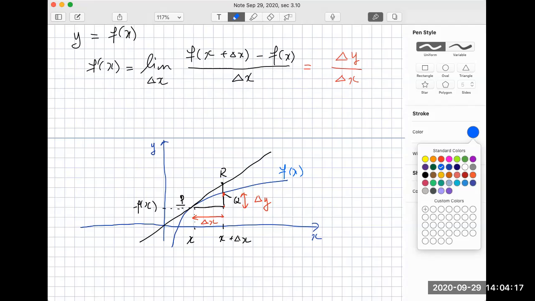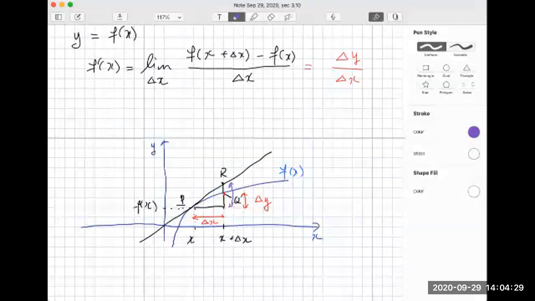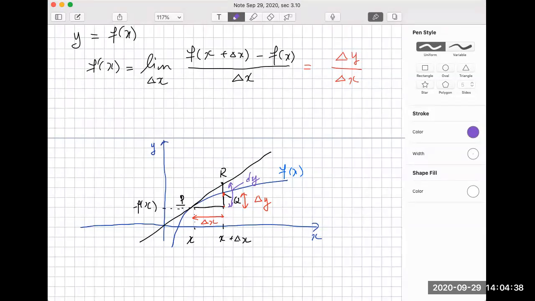And we have a new concept. The change from this point to the tangent line here, we call it differential y. Okay. So, or we say dx, which is differential x, and dy is differential y.